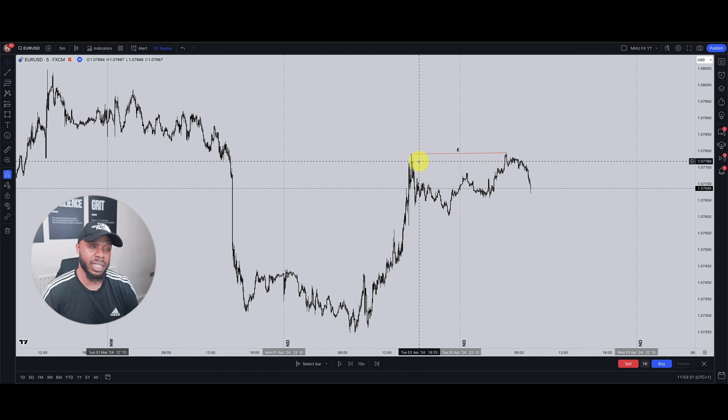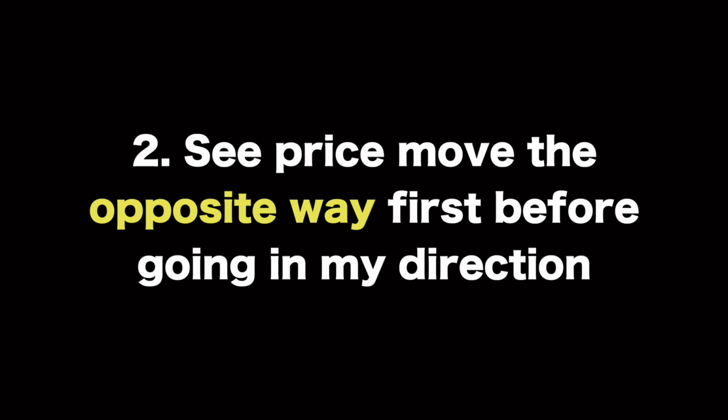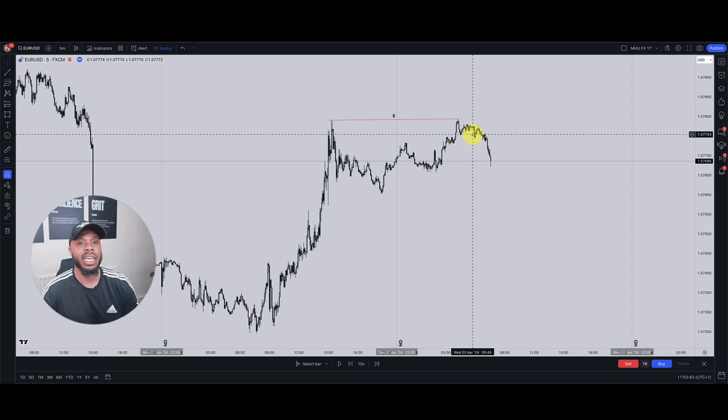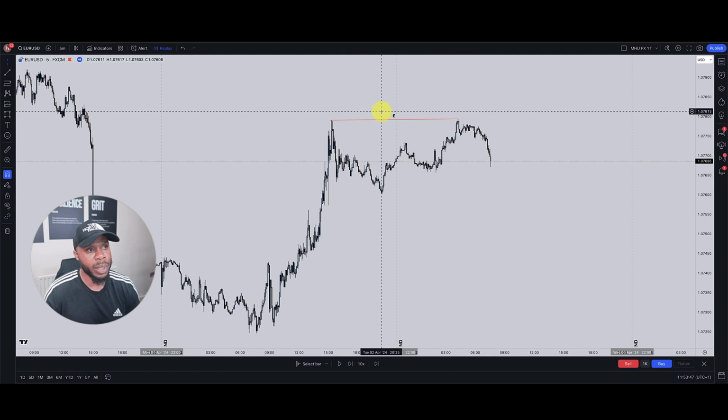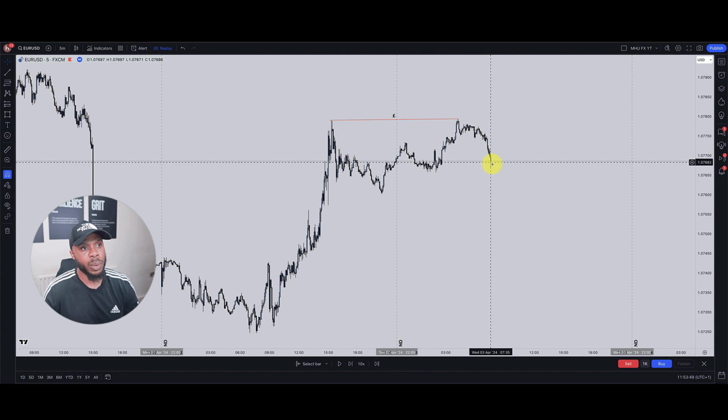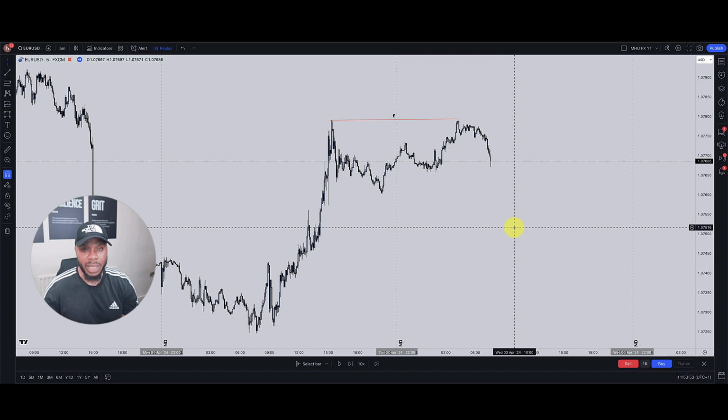The second thing I like to see is price move the opposite way first before going long. I like to see price taking out some form of liquidity in the opposite direction. So if I want it to go higher, I want to see some kind of liquidity taken out on the downside first before potentially going long.